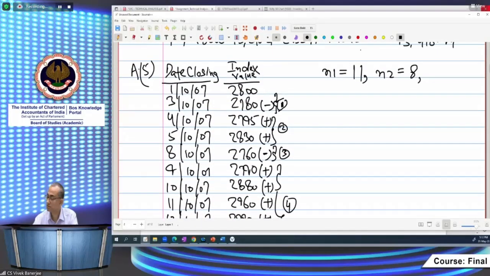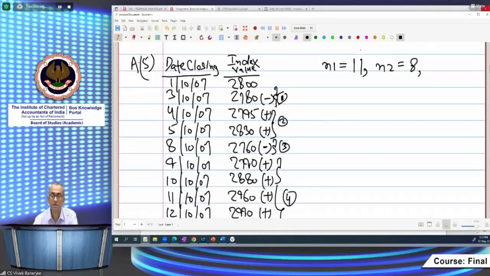You understood? First of all, how do we proceed? We first deducted the index value from the previous figure. Means the index value of 1st October is 2800 and the index value of 3rd October is 2780. So we deduct. So from this it is actually coming down, so we put the minus sign. Wherever the Sensex's index value is decreasing, we put the minus sign, and where the index value is increasing, we put the plus sign.